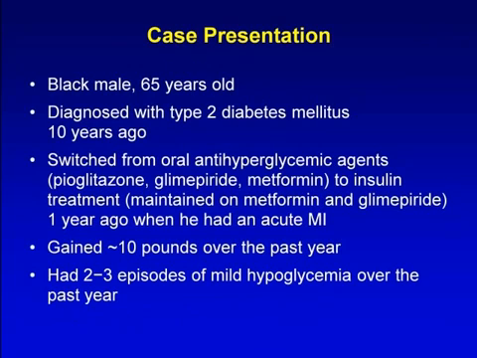Let us now discuss a case where this principle of SGLT2 inhibition can be applied in practice. A 65-year-old African-American male was diagnosed with type 2 diabetes 10 years ago and has tried a variety of oral agents. He was on pioglitazone, glimepiride, metformin, and a year ago he had a myocardial infarction and the pioglitazone was stopped, and he was started on insulin with metformin and glimepiride continued. Unfortunately, he gained about 10 pounds in weight and had a few episodes of mild hypoglycemia over the past year.